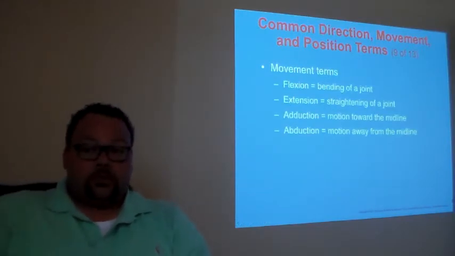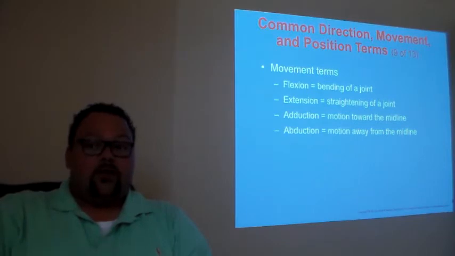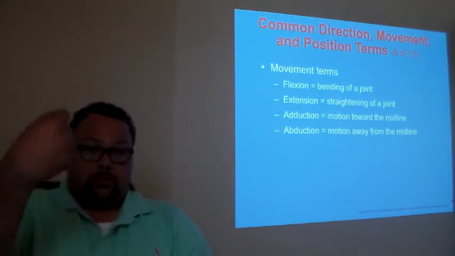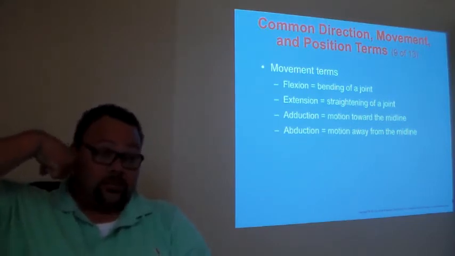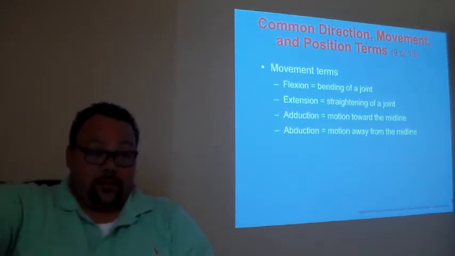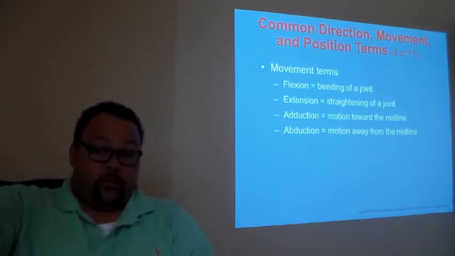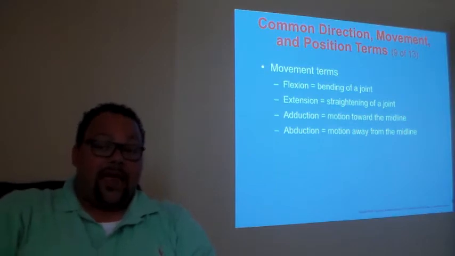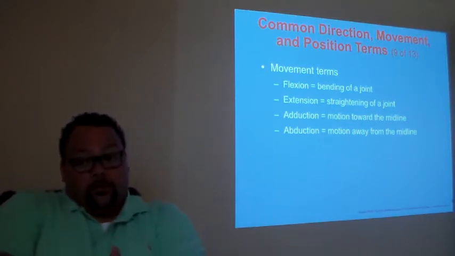You have your moving terms, flexion and extension. Flexion is bending of a joint, okay, making a muscle. You flex your muscle, that's the easy way to remember that. Extend is straightening a joint, okay. So I flex my muscle, I extend it. Adduction means I move towards the middle.